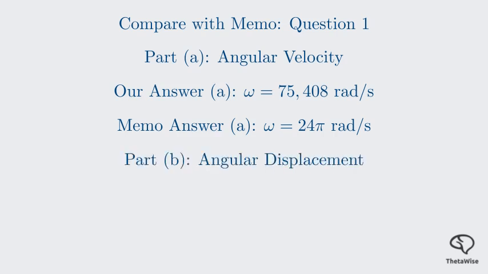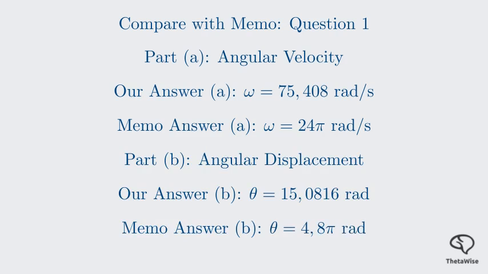Now for part B, the angular displacement. Our answer was 15.0816 radians. The memo's answer is 4.8 pi radians. If we multiply 4.8 by 3.142, we get 15.0816. Again, the answers are numerically the same. The memo's solutions are correct, but they maintain the pi symbol for simplicity. Our approach of substituting pi early was also correct because we used the specified value. You will get the same final answer.